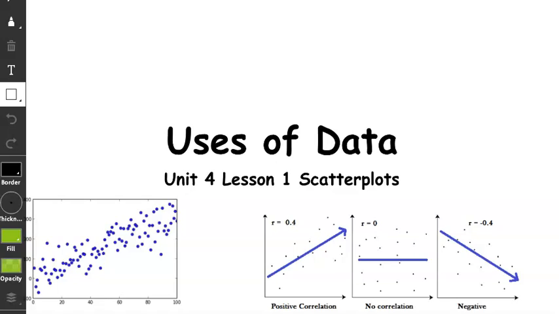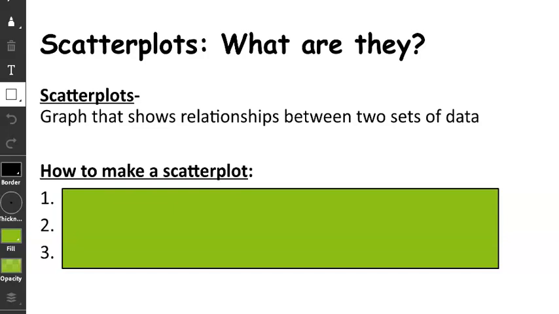Thanks for stopping by. This is going to be a review of Unit 4, Lesson 1, Scatter Plots. You see pictures of different types of scatter plots, and chances are you have seen these graphs in different math classes, possibly science classes. So we're going to review what they are, how to make them, how to read them. Take screenshots. Feel free to pause at any time and take notes, and you can use your notes on your assignments.